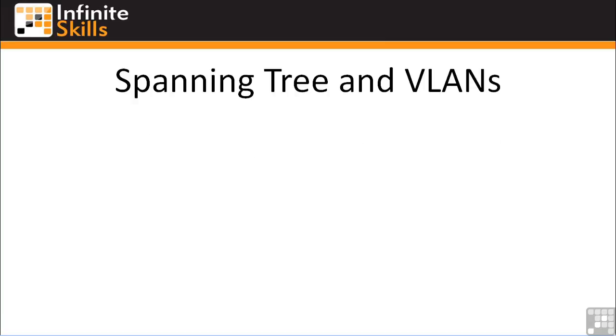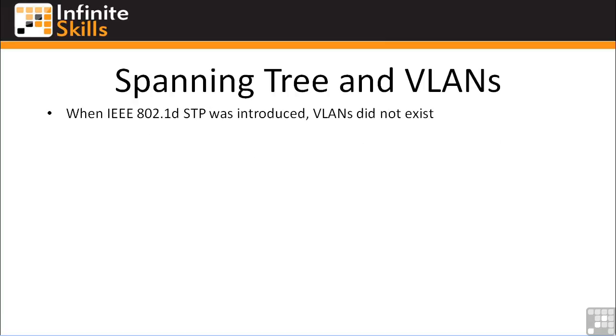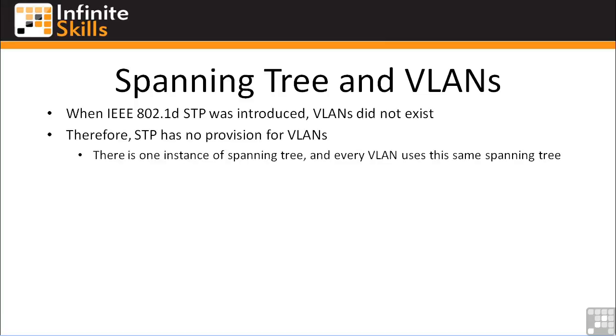on the exam. So, when IEEE 802.1d regular spanning tree was introduced, VLANs just didn't exist. Therefore, spanning tree didn't have a provision for VLANs built into it, because they didn't exist. You can't build for something that you don't know is there. Now, the upshot of all this is that the switch, or the router, or whatever device is running spanning tree, runs one instance of spanning tree, and every VLAN on the switch uses that same instance of spanning tree. And the upshot of that is that it's not possible to use different links for different VLANs.